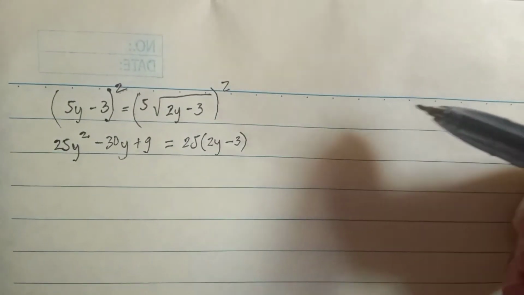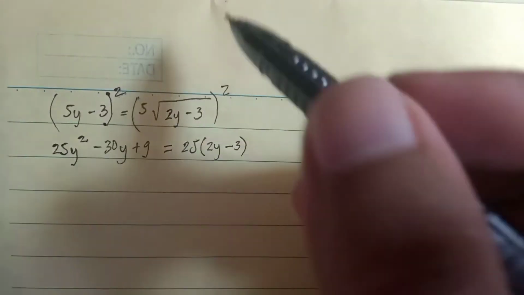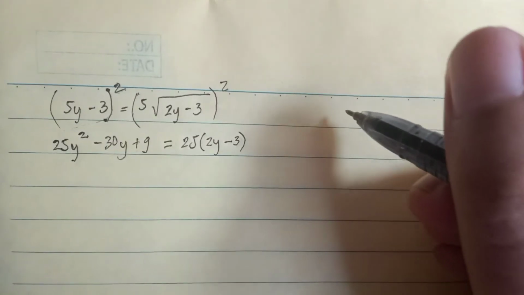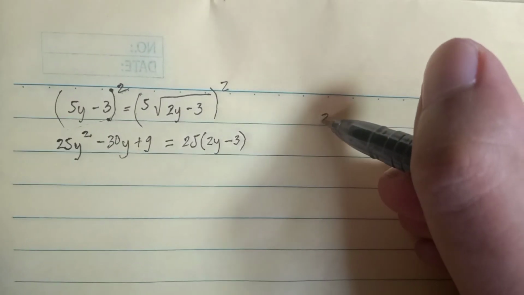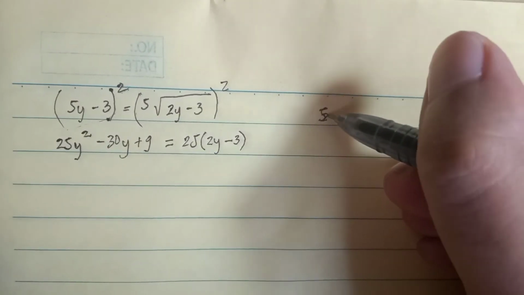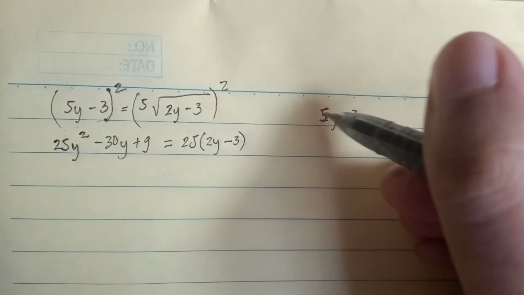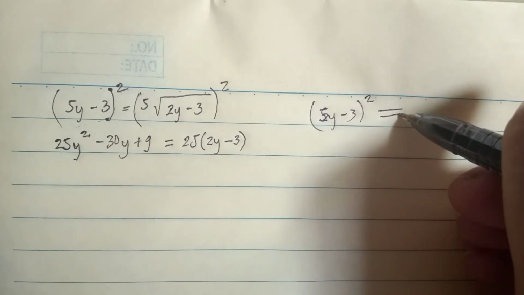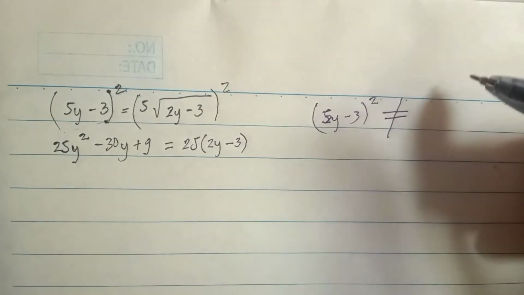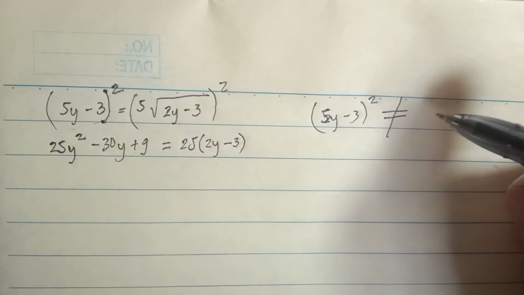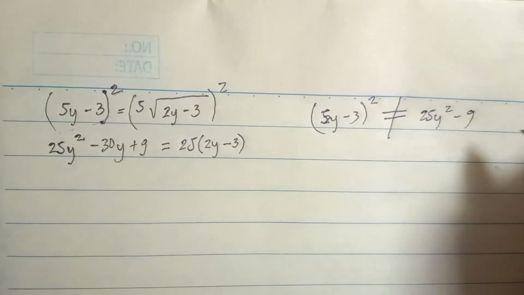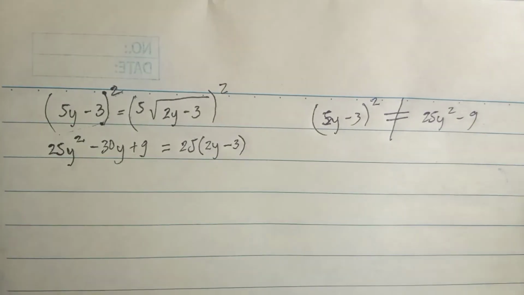Now be very careful with the left side. The most common mistake is that when they square 5y minus 3, take note that (5y minus 3) squared is not equal to 25y squared minus 9. They are not equal, so take note.